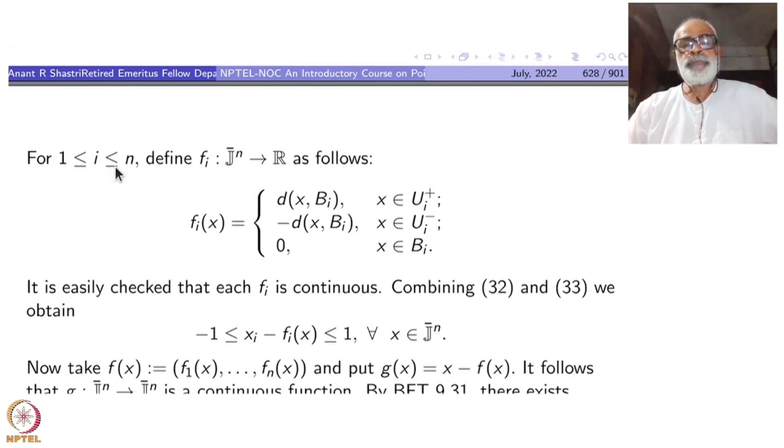Now I define a function here. For 1 less than or equal to i less than or equal to n, define fi from Jn bar to R as follows. If x is in Ui plus, just take it as distance between x and Bi. That's a continuous function, right? We know that. What is this? This is the minimum of distance between x and little bi, where little bi runs over Bi. If x is in Ui minus, you put a minus sign there. If x is in Bi, put a 0. Look at this one. If x is in Ui plus, it is this one. If it tends to a point inside the boundary, if you take the limit, then this distance becomes 0. Similarly, this one also will become 0. So these are continuous, and this fi will be continuous because of that reason.